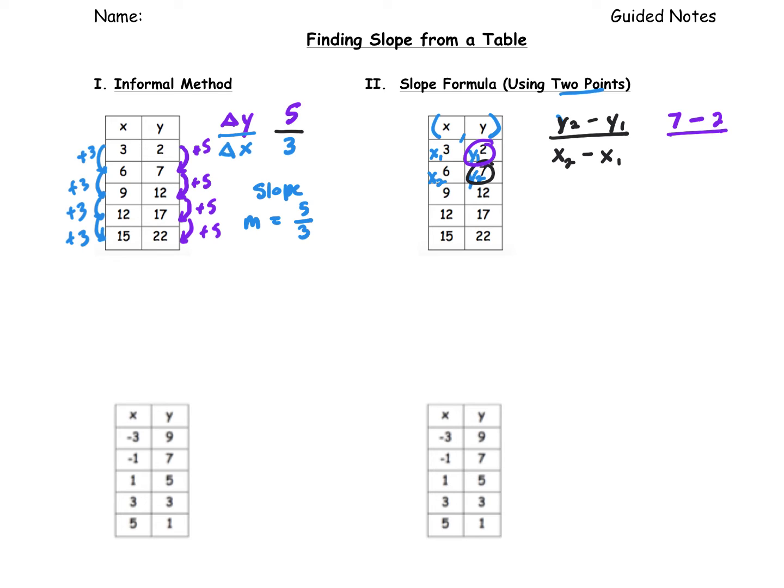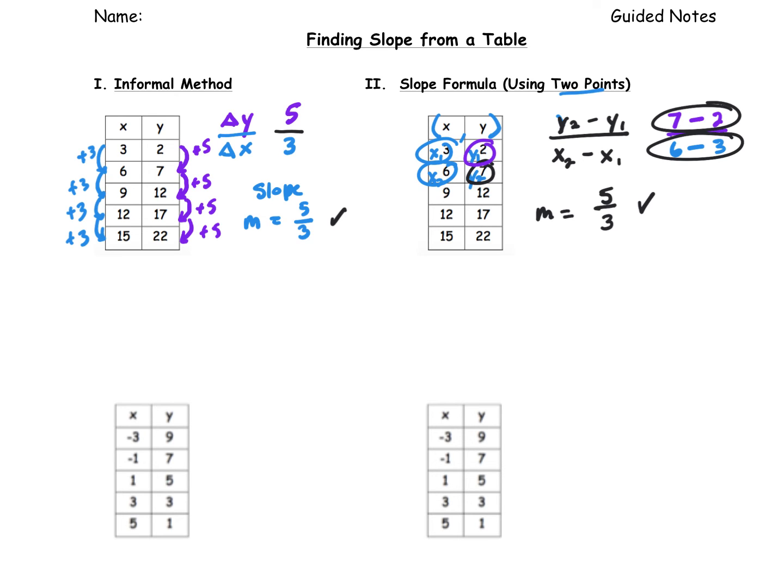So now I'm going to move on to our x2 value. So x2 value is 6, and I'm going to subtract our x1 value, which is 3. And when we do this, 7 minus 2 would be 5, and 6 minus 3 would be 3. So we again have a slope of 5 over 3. So it turns out that either way, we're going to get the same slope.